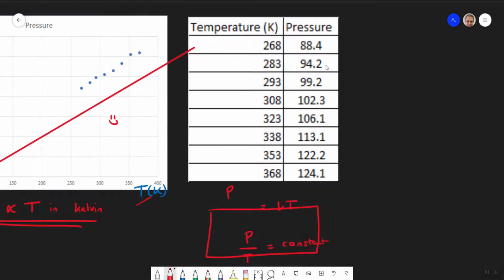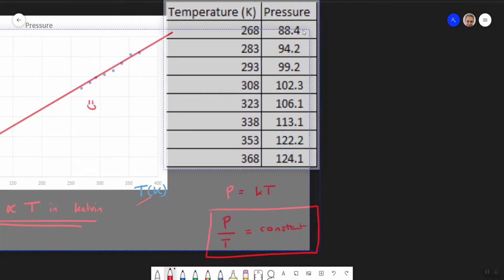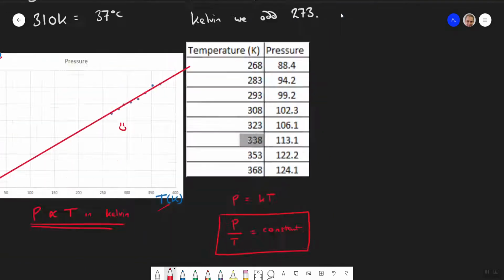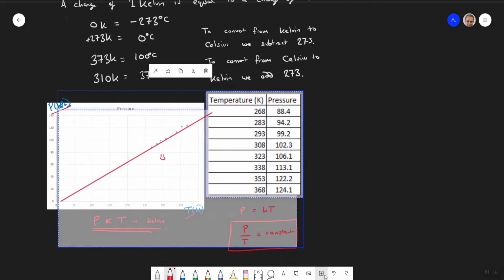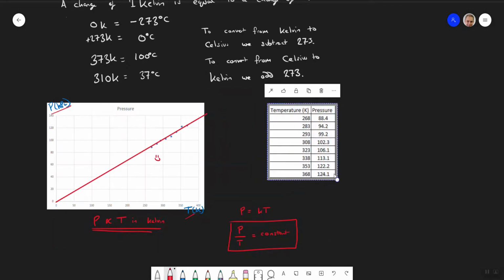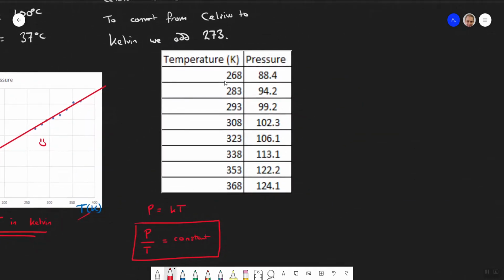Ooh. No, undo. I want to move my line. Nope, my line is stuck to it. Let's undo that again. There we go. Right, okay. Last thing we do, let's just see if that is true. If we take the pressure and divide it by the temperature, do we get the same number each time?